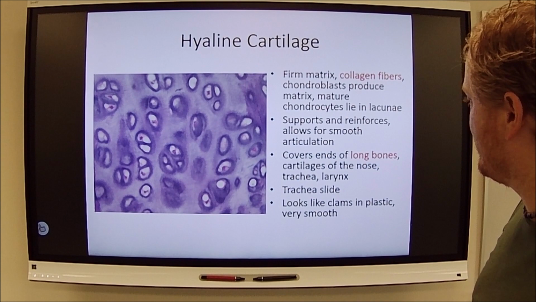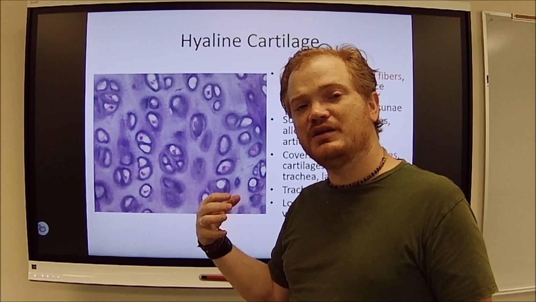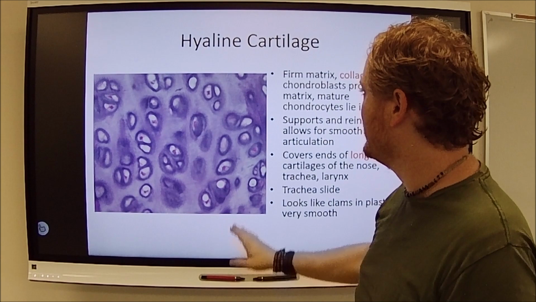Hyaline cartilage is the most prevalent cartilage in your body. Your nose, your ribs, like all your articulating cartilage, for the most part, it's all hyaline. It's derived from your initial fetal skeleton. And then there's elastic cartilage.